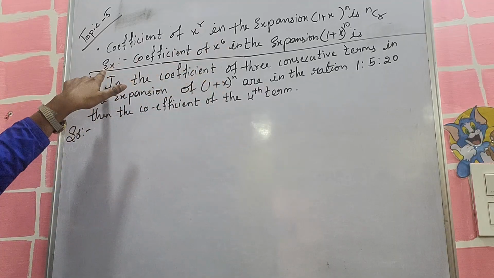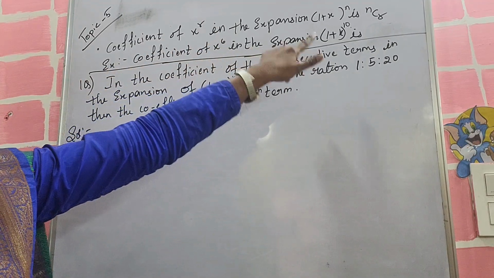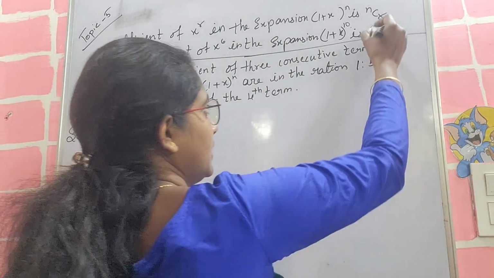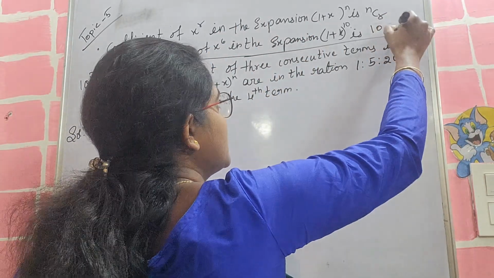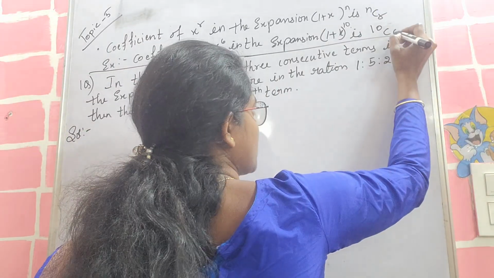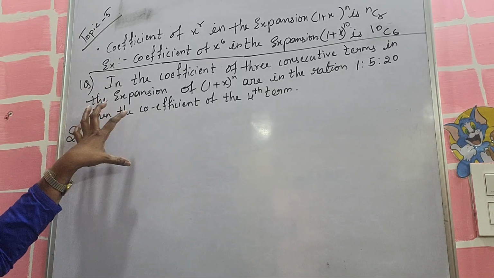For example, the coefficient of x^6 in the expansion of (1 + x)^10, what is our answer here? It is 10C6. Okay, so like that we are going to find answers to questions based on this concept. This is the fifth topic. Now the question is here.